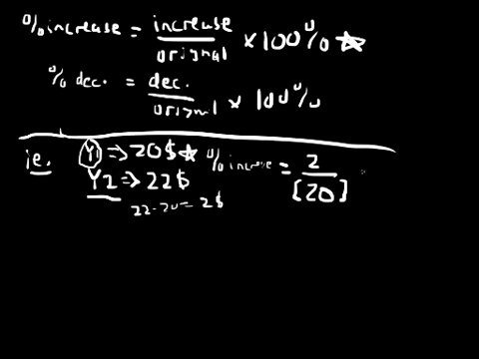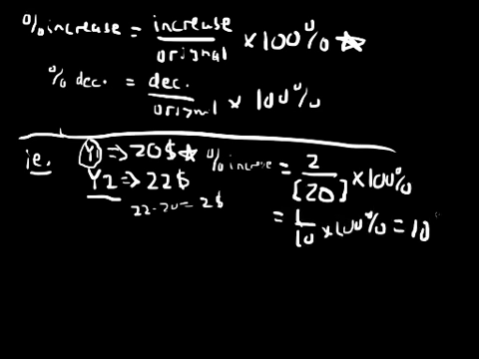So you do 2 over 20 times 100%, which is 1 over 10 times 100%. That's 10%. So I got a 10% raise.